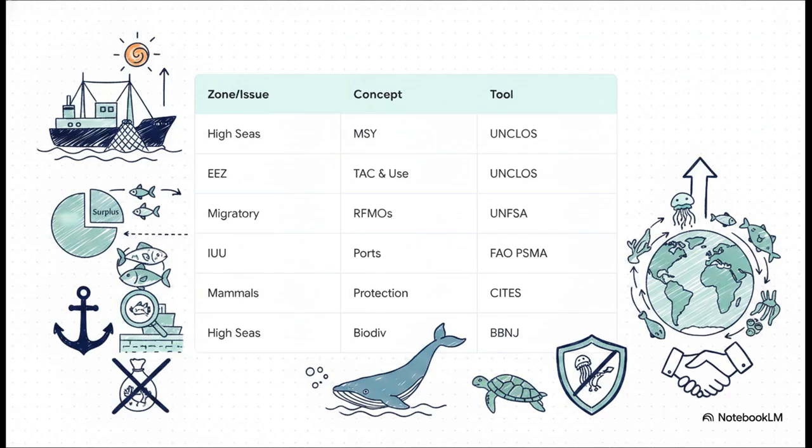We then looked at the 2009 FAO Port State Measures Agreement as a really clever tool to fight IUU fishing right from the docks. For vulnerable species, we examined the IWC whaling moratorium, CITES trade controls, and the Bond Convention's migratory ranges. And finally, we unpacked the brand new BBNJ Treaty, the ultimate tool that is finally closing the biodiversity gap on the high seas.